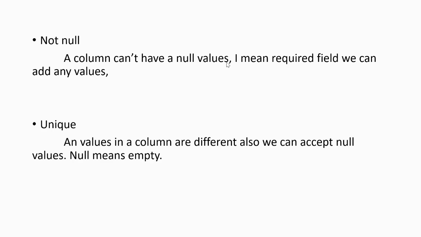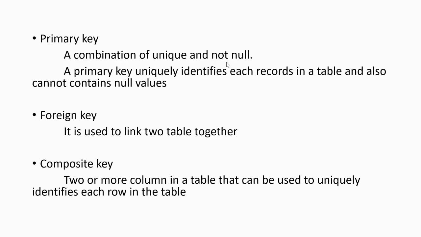So this is a column. Not null means the column can't have null values. And unique means the column has different values. Also we can accept null values, that is unique. Then go to primary key. Primary key is a combination of unique and not null. So primary key uniquely identifies each record in a table and also cannot contain a null value.